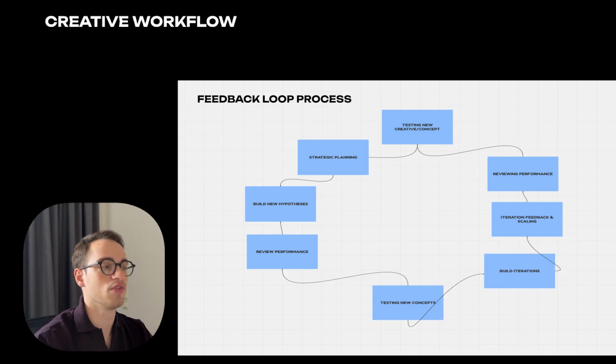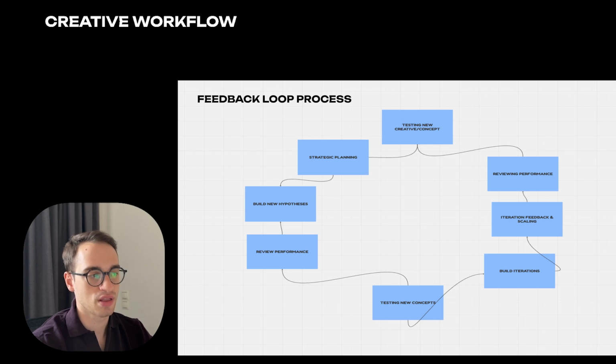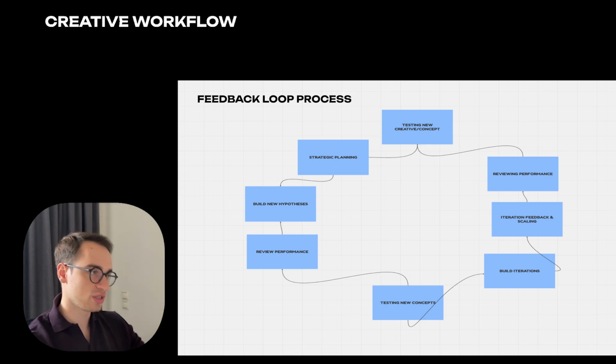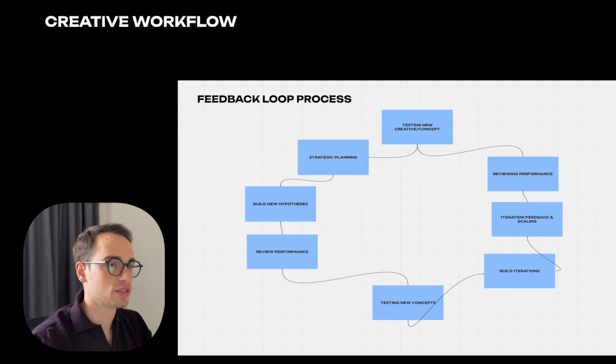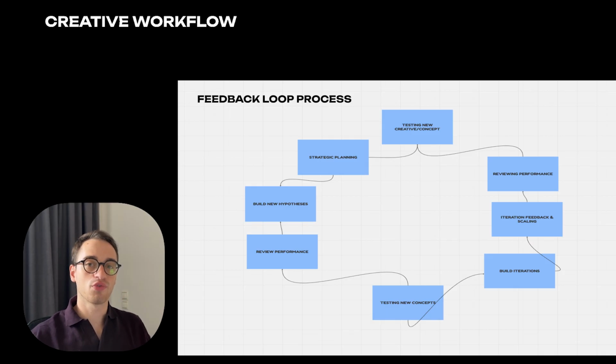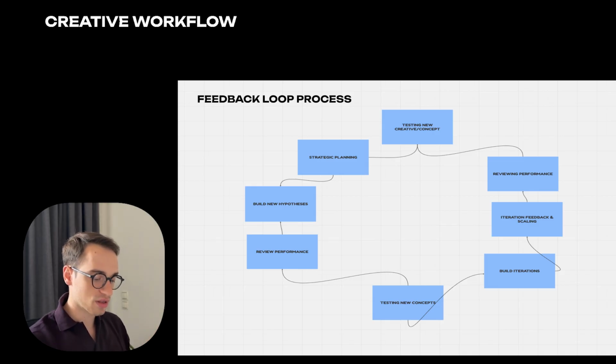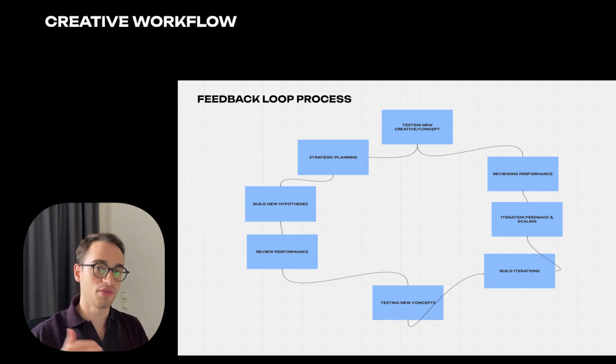This is maybe not a great visual. I need you to make this interchangeable, so it's just a loop. This never ends. You're going to test new concepts, review, iterate, and go back to the drawing board. And there you have it. This is the whole creative workflow. This is the masterclass on how you can scale your brand from 6 to 7 to 8 figures.